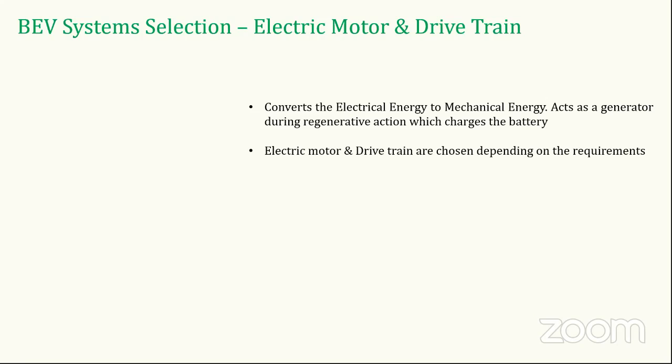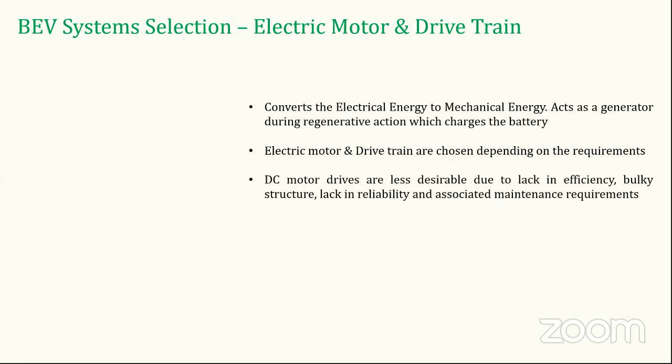The electric motor and the drivetrain are predominantly chosen based on the requirements, which include high power, high torque, wide speed range, high efficiency, reliability, robustness, reasonable cost, low noise and small size. There are many parameters considered here. Although DC motor drives meet some of the requirements of an EV application, due to lack of efficiency because of the bulky structure and lack of reliability due to the commutator brushes arrangement, DC motors are less desirable in electric vehicle functioning.